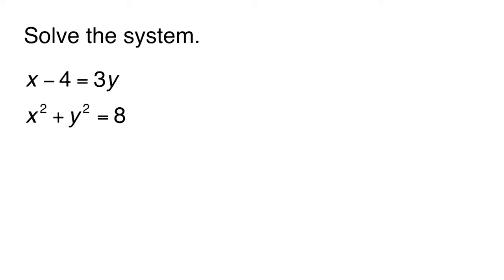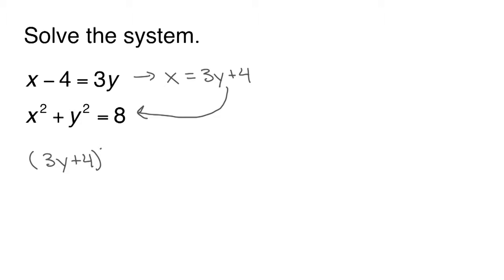To solve this system, we'll use substitution. We can solve the first equation for x by adding 4 to both sides and getting x = 3y + 4. We can then substitute this expression for x into our second equation. When we do that, we get (3y + 4)² + y² = 8.